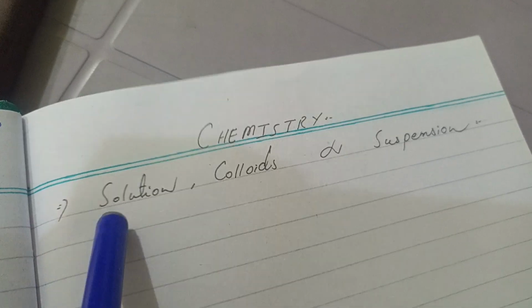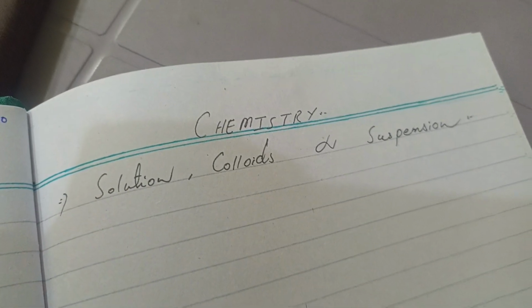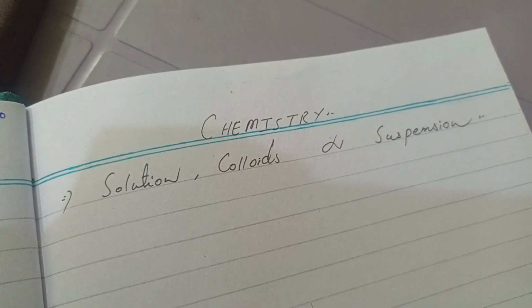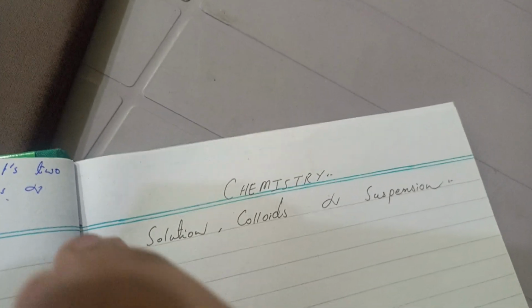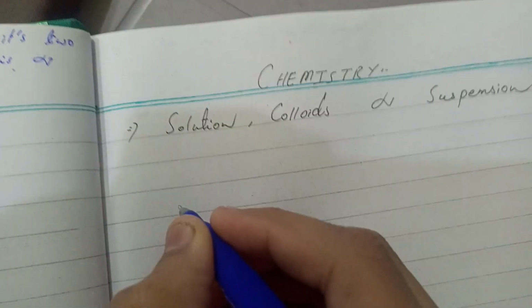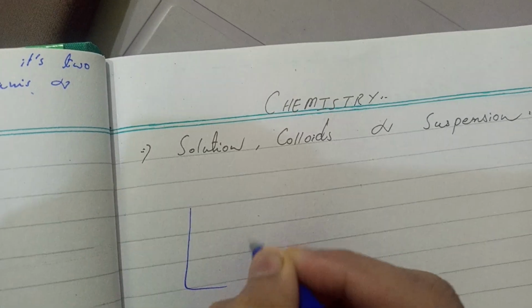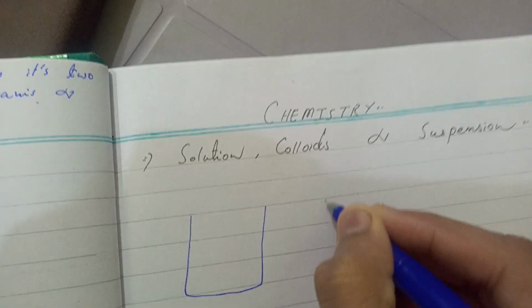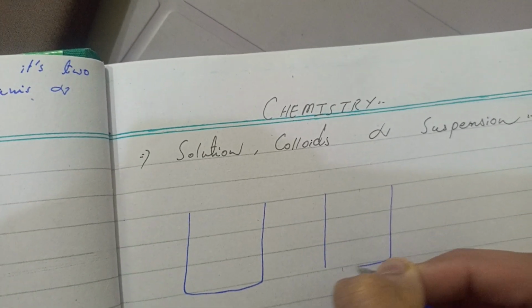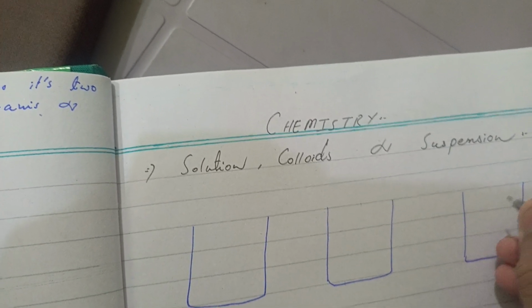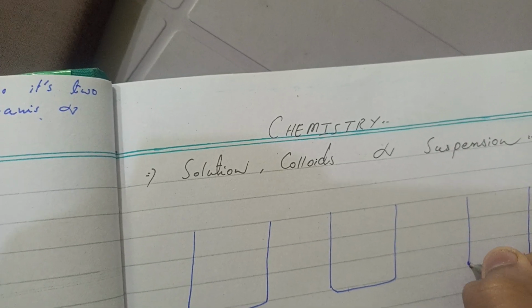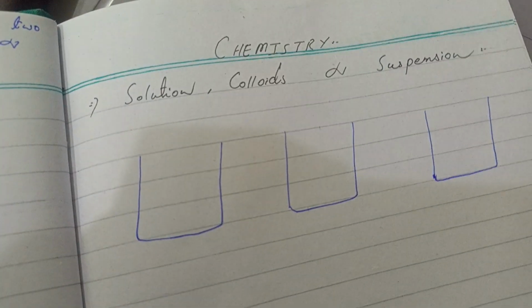Today we are going to discuss chemistry, and the topic is solutions, colloids, and suspensions. What are these things? What are the characteristics of these things? We'll discuss every single thing about that. First of all, we need some solutions. We need a beaker like this for each of them. Now we have to understand the characteristics of these.